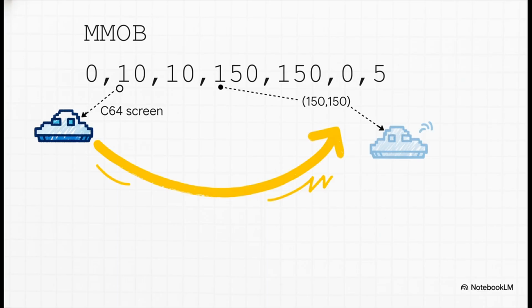This was a huge leap from standard BASIC. Back then, you'd have to manually calculate and poke every single position, pixel by pixel. It was slow, it was painful, and it usually ended up in a flickering mess.